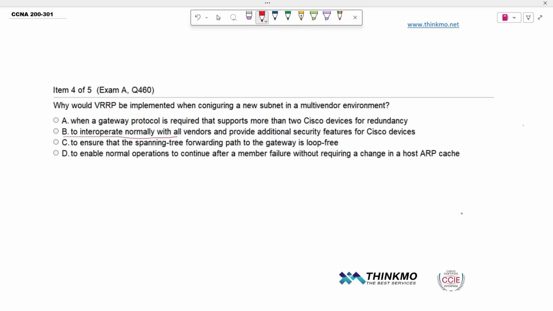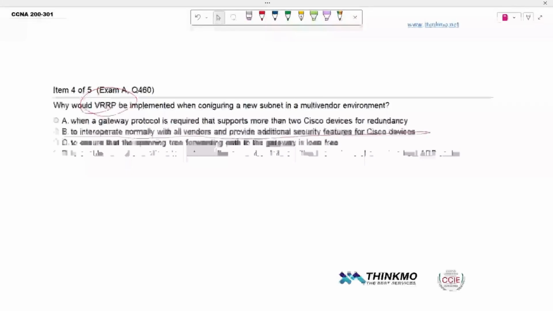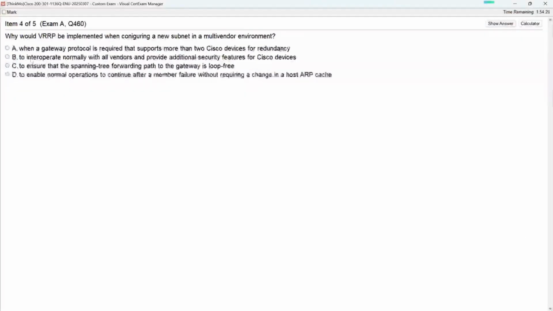So, in order for all manufacturers to be compatible and operate with each other, the Virtual Router Redundancy Protocol, often abbreviated as VRRP, was introduced. So, in order to ensure network resilience and high availability, you have to utilize the VRRP protocol. And the correct answer to this question is option B.